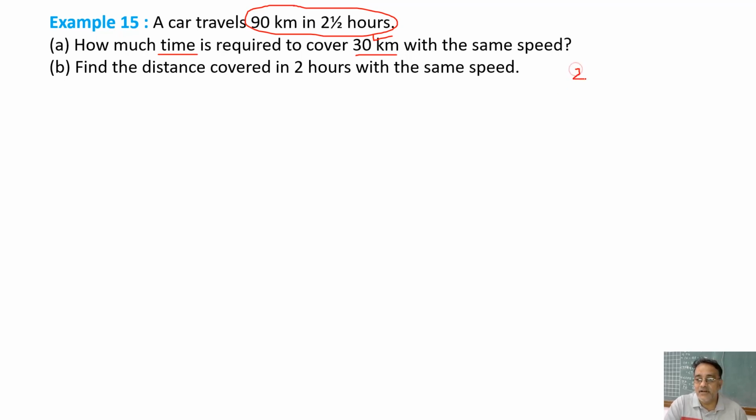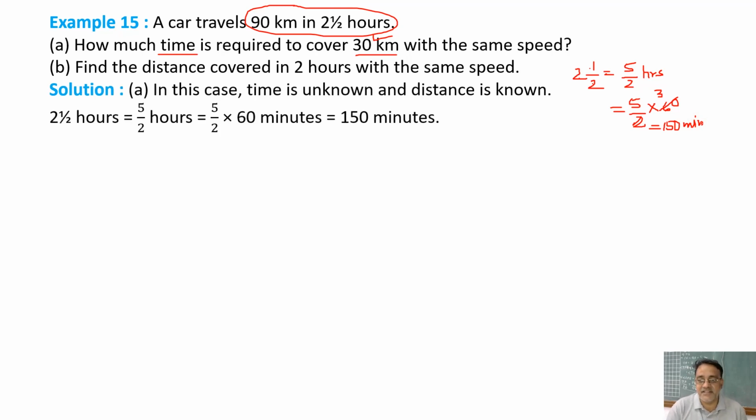2.5 we will write as an improper fraction. How? 2 into 2 plus 1, 5/2. Okay. So 5/2 hours. Now I want to write it in minutes. Okay. So what do we have to multiply by? 60. Very good. Into 60. So 150 minutes. Yes, 150 minutes. So here we converted 2.5 hours into minutes. Okay. So this was the first step.